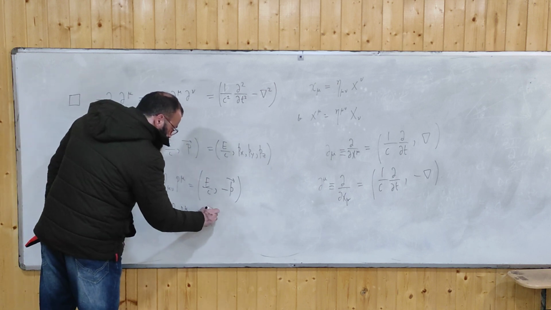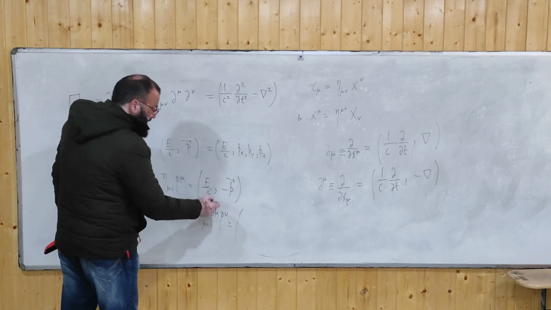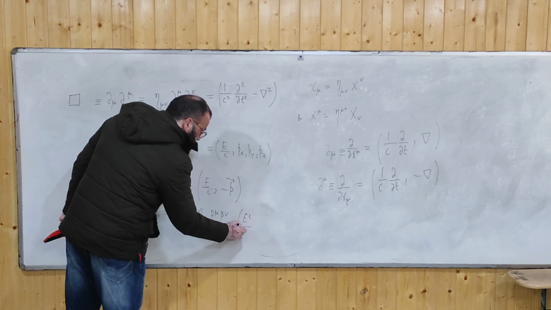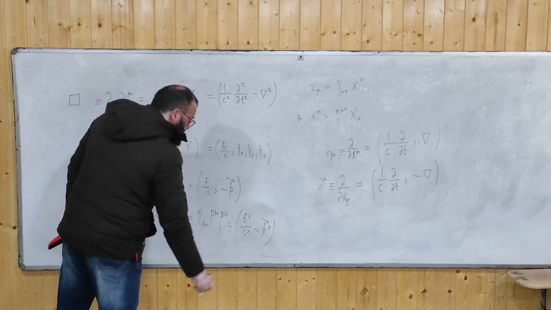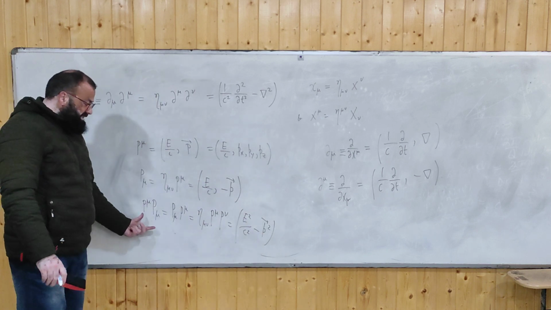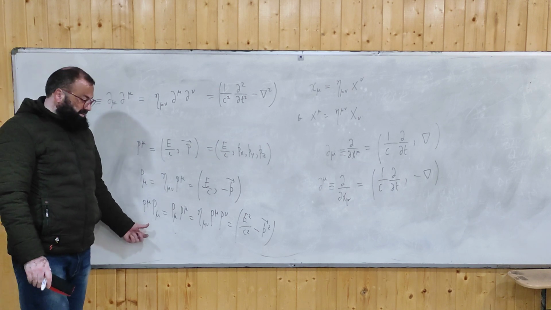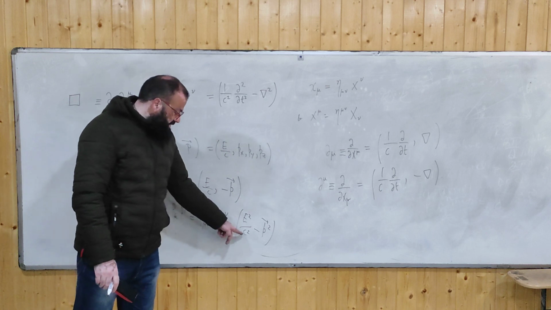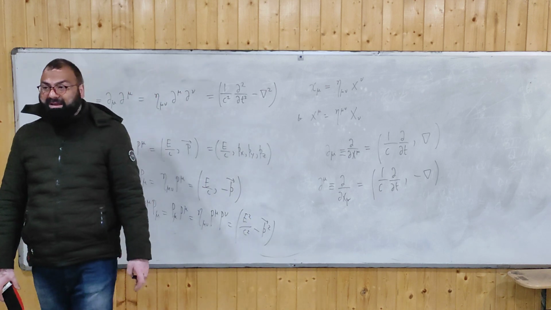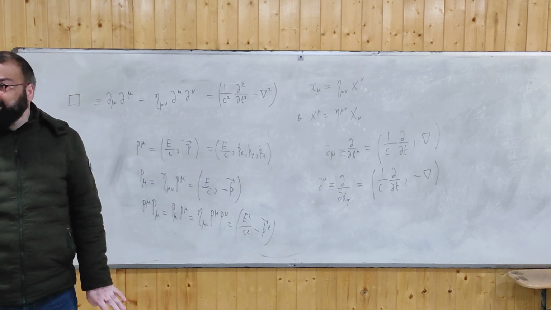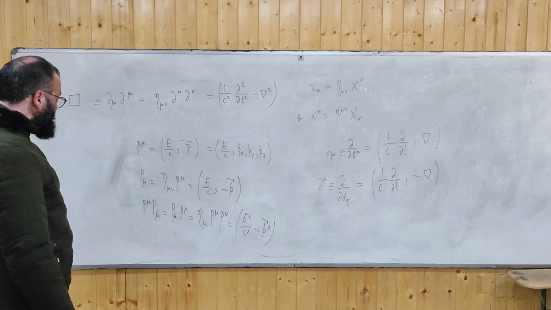So p mu p mu, how much is that equal to? It is E square by C square minus P square. So this object is an invariant quantity. It's a Lorentz invariant quantity. You can just use the Lorentz transformation to show that E square by C square minus P square is an invariant quantity. Clear? Got it? Okay.